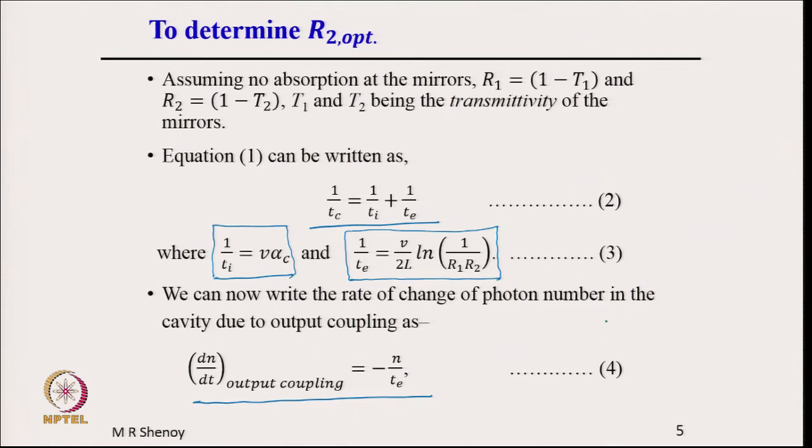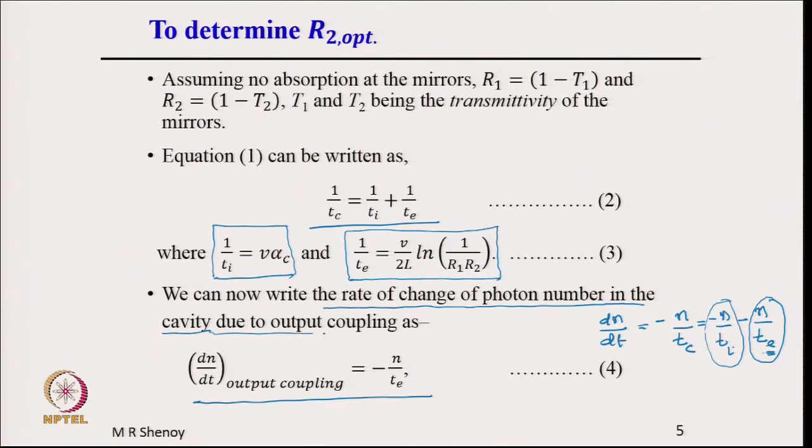See that d n by d t, in the previous slide we had seen d n by d t is equal to minus n by T c. This is equal to minus n by T I minus n by T e. So, this term is rate of change due to intrinsic loss, and the second term is due to rate of change of photon number inside the cavity because of external coupling. That is what is written here, that dN by dt output coupling is equal to minus n by Te. What is this? The rate of change of photon number in the cavity. It is very important, rate of change of photon number in the cavity due to output coupling.